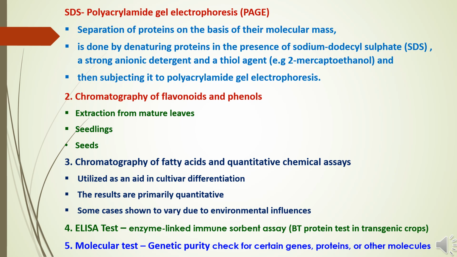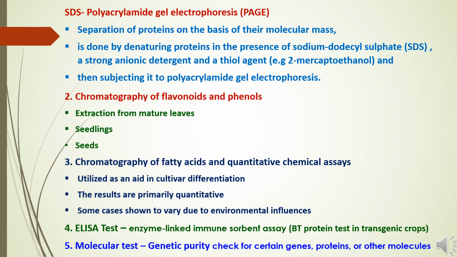The SDS polyacrylamide gel electrophoresis test is also done for determination of genuineness of varieties. In the SDS-PAGE method, separation of proteins is done on the basis of their molecular mass, which is done by denaturing proteins in the presence of sodium dodecyl sulfate, SDS, which is a strong anionic detergent, in combination with the thiol reagent mercaptoethanol, and then subjecting it to polyacrylamide gel electrophoresis.